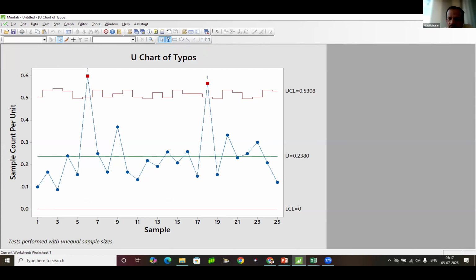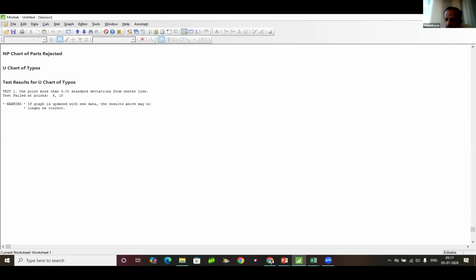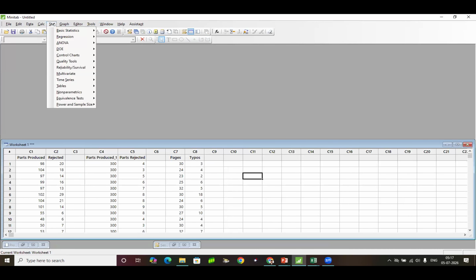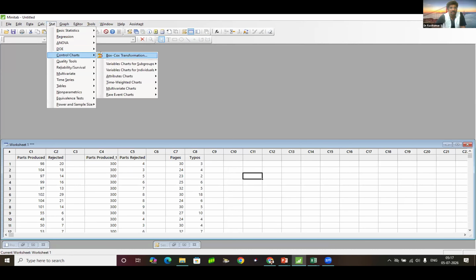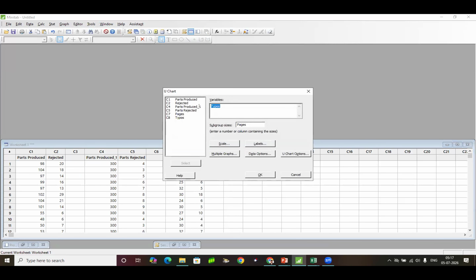Yeah, I got some different graphs. Sir, can you do it again? Okay, C7, C8, pages and typos. Have you pasted up to C7 and C8? Okay, click on Stat, Control Charts, Attribute Charts, U chart. It is not U chart diagnostic. You have to choose the plain U chart. Only U chart. On the variables, click on typos. In the subgroup size, click on pages.